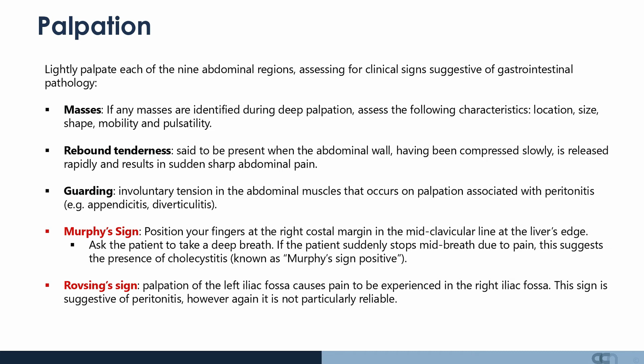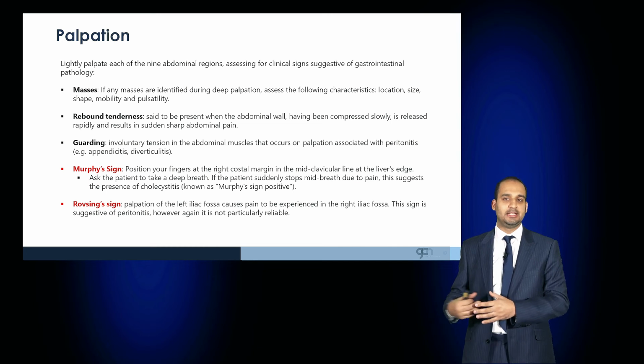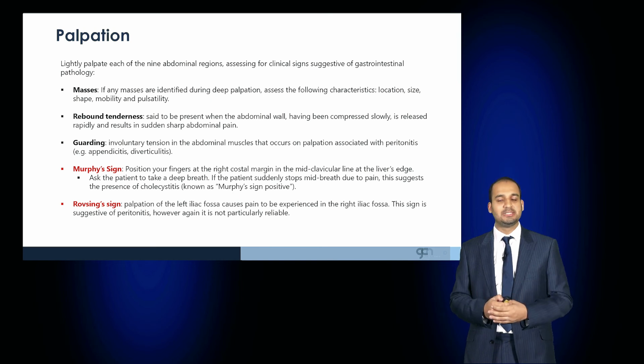Rovsing's sign, on the other hand, is where the left iliac fossa is palpated and pain is elicited on the right hand side, and this can suggest free fluid peritonitis, but again, these are non-specific signs.